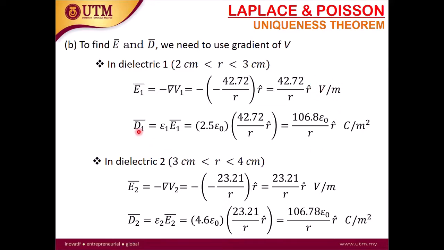And then D1 equal to epsilon 1 E1, where epsilon 1 equal to 2.5 epsilon naught. Later on, you get D1 equal to 106.8 epsilon naught divided by R in direction of R coulomb per meter.